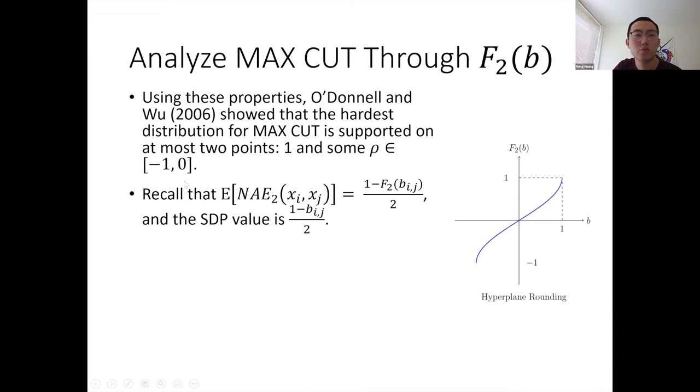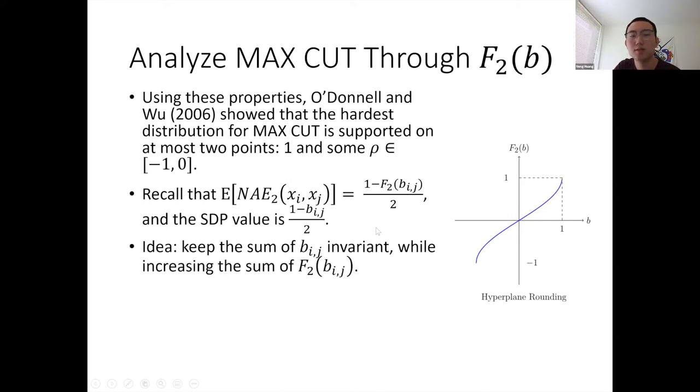And why is this? Recall that the expected value of NAE2 is given by 1 minus F2 over 2, and the SDP value is 1 minus bij over 2. The idea is to keep the sum of bij invariant while increasing the sum of f2 of bij. If we keep the sum of bij invariant, the SDP value is fixed. And if we increase f2, that will decrease the expected value of our rounding scheme, which means the problem becomes harder. For example, suppose we have two different negative biases.